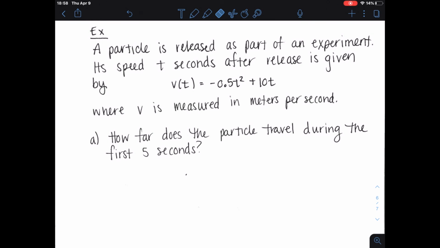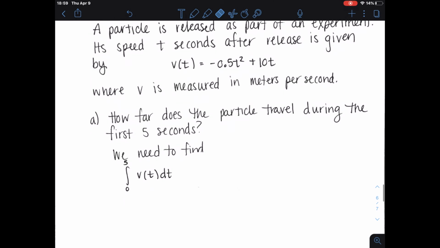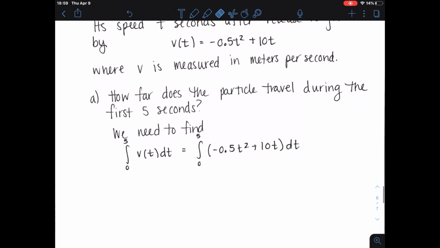So because of that, when you find the area under the curve, you're going to get how many meters you've accumulated over that time. So if we are given this velocity function and we want to figure out how far the particle travels during the first 5 seconds, what we really want to do is integrate and evaluate from 0 to 5. I'm seeing the accumulation of the velocity function over this interval.